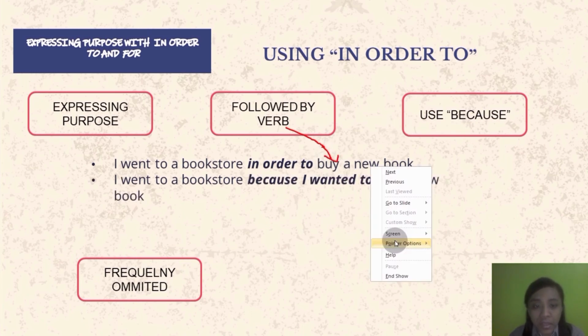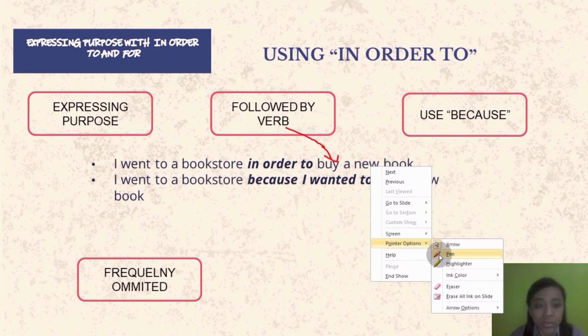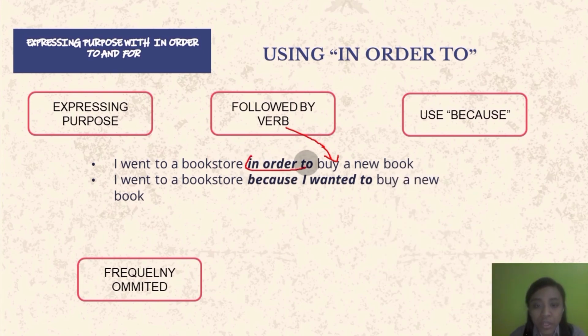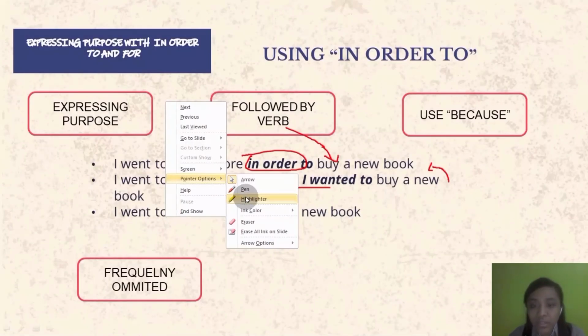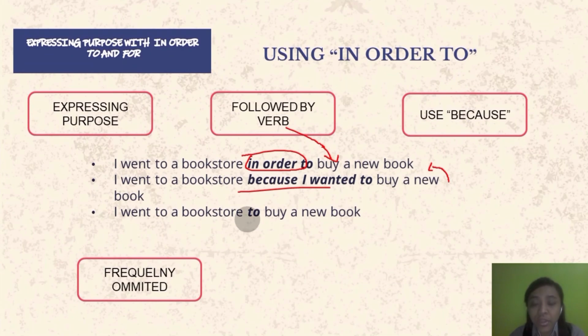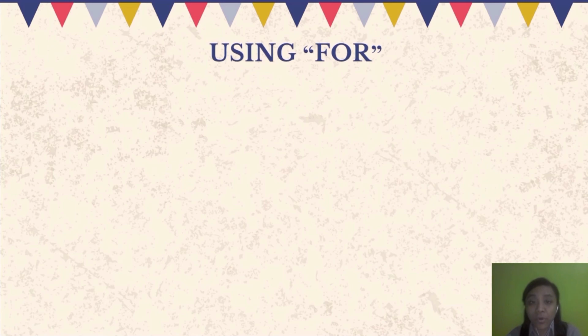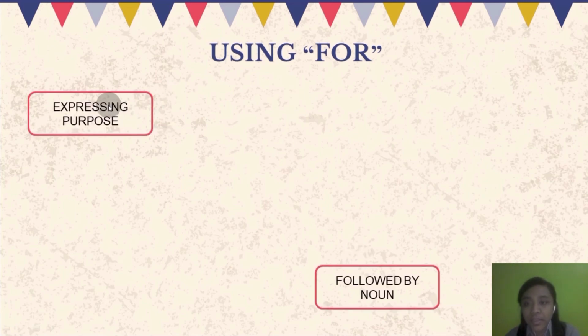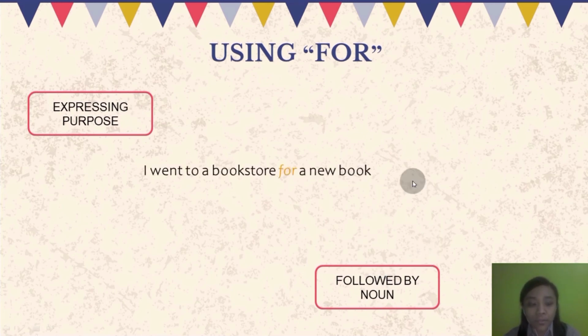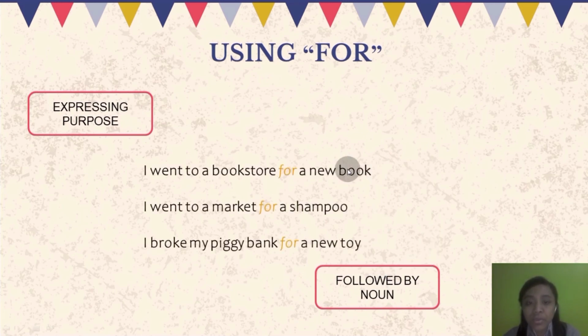Next, use because. If we don't want to use in order to, we can use because, and these have the same meaning. And then the last one, frequently omitted, you can just say to without in order. Next, using for, you have to look at these things. Using for when we have to express a purpose and then followed by a noun. For example, I went to a bookstore for a new book.